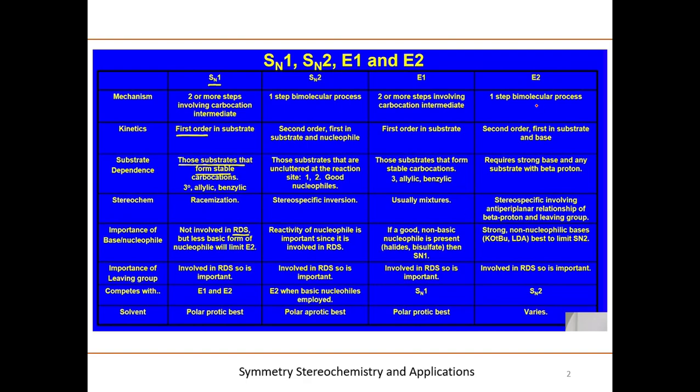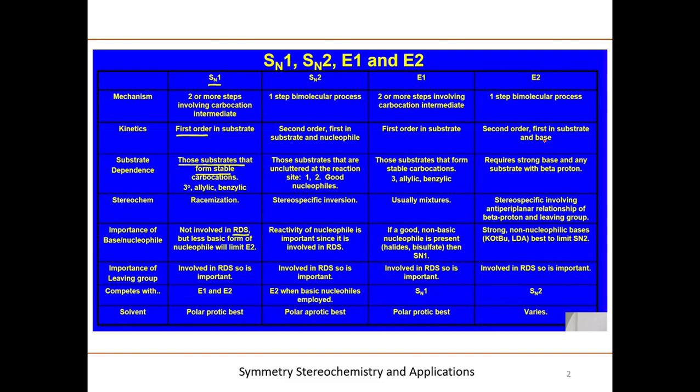Now, what is E2 elimination? It is the same as the SN2 mechanism. It is a one-step bimolecular process. The kinetics of the reaction is second order, first in substrate and first in base.